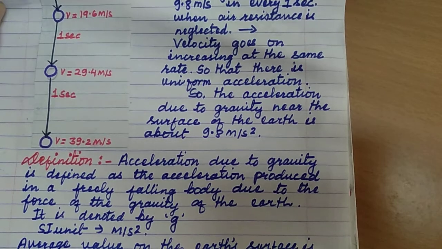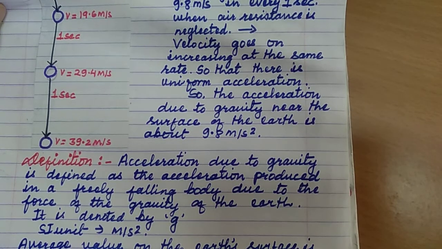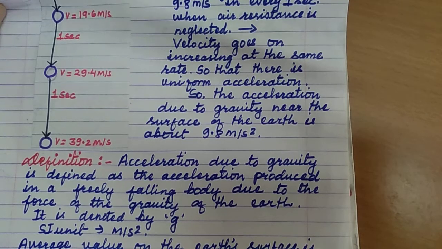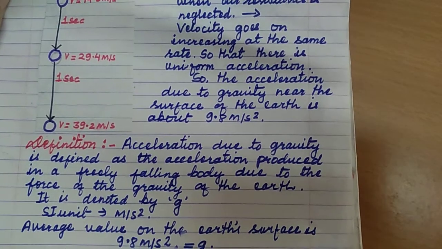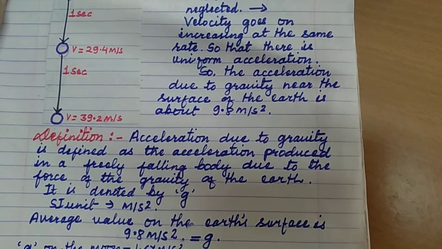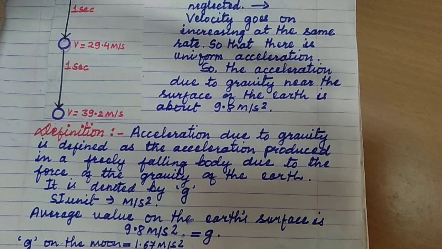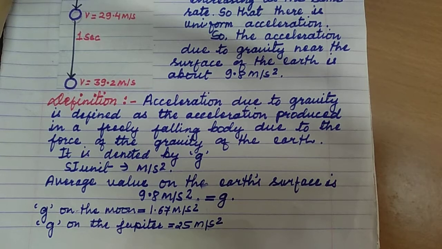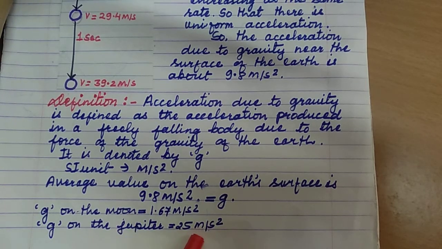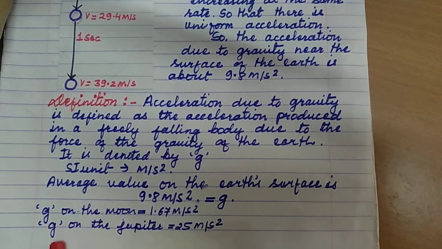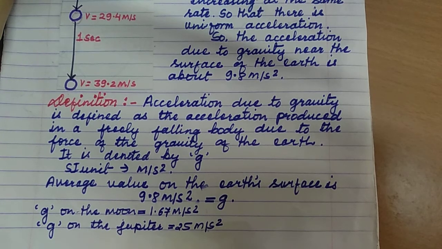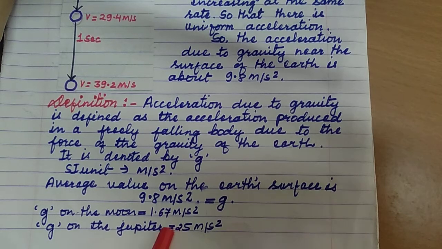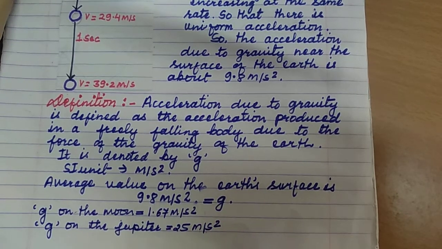Now we'll see the definition of acceleration due to gravity. Acceleration due to gravity is defined as the acceleration produced in a freely falling body due to the force of the gravity of the earth. It is denoted by small g, and the SI unit is meter per second square. The average value of acceleration due to gravity on the earth's surface is 9.8 meter per second square. The value of g on the moon is 1.67 meter per second square, and acceleration due to gravity on Jupiter is 25 meter per second square. Why do we have these different values for small g? We are going to study that in the next part.